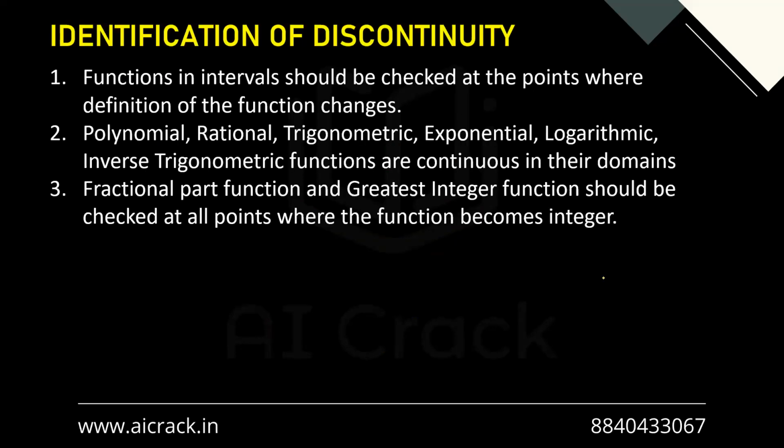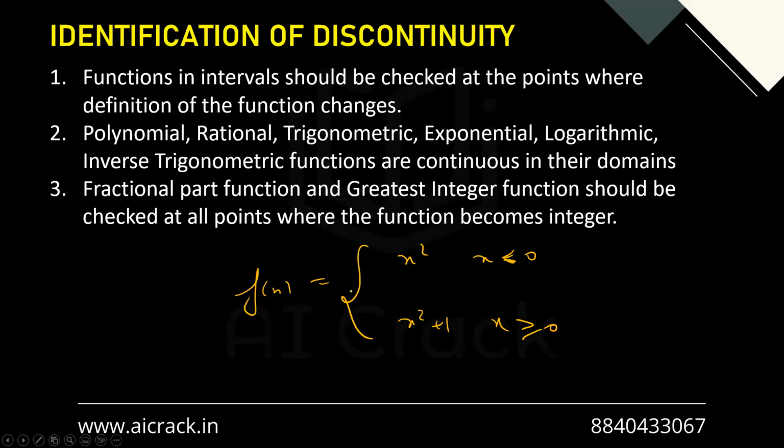Okay. And now let's talk about certain thumb rules regarding identification of discontinuity. So the first point is functions in intervals should be checked at points where definition of function is changing. What do we mean by that? Let's say we have a piecewise function f(x) equals x square for x less than 0 and x square plus 1 for x greater than or equal to 0. So we have definition of function changing at x equals 0. So at x equals 0, we have to check the continuity of this function, right? So whenever we have this kind of piecewise function, we have to check all the points where function definition is changing, right? So that's the first thumb rule to identify points of discontinuity, right?